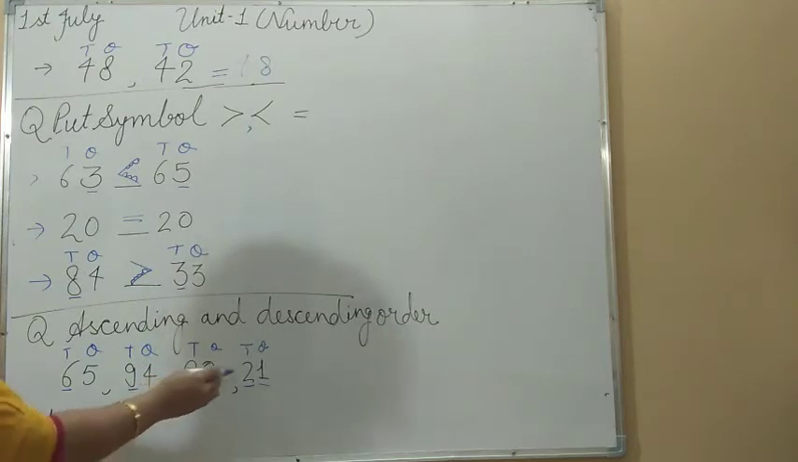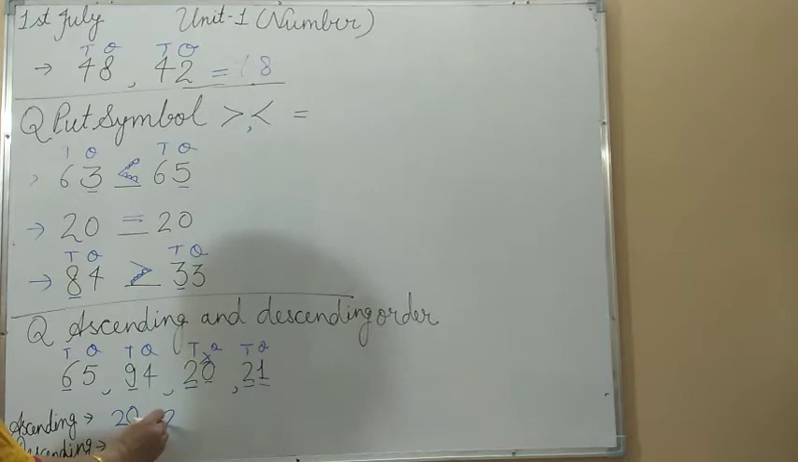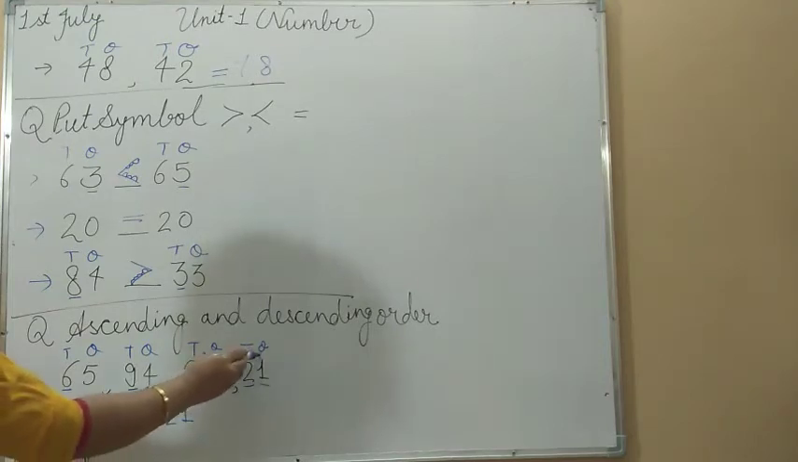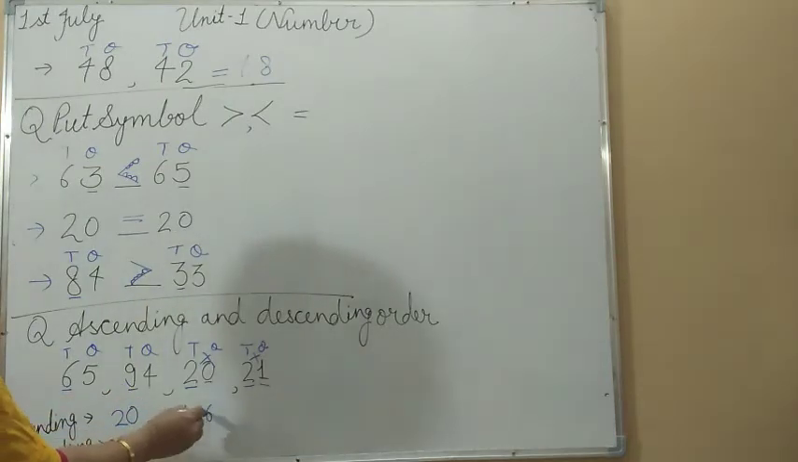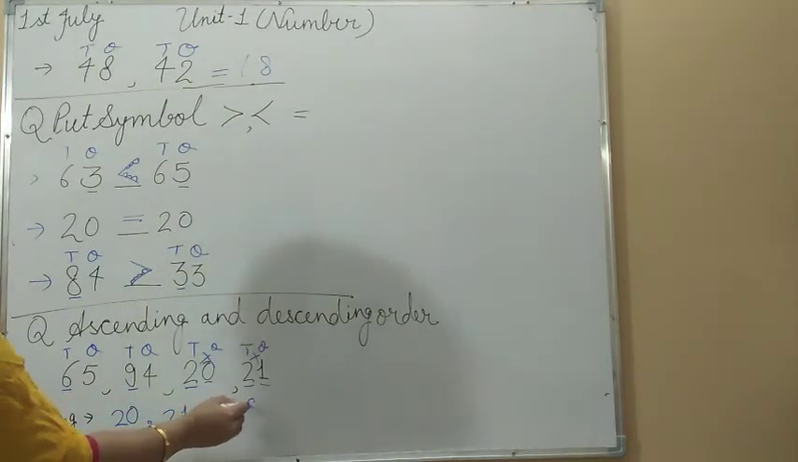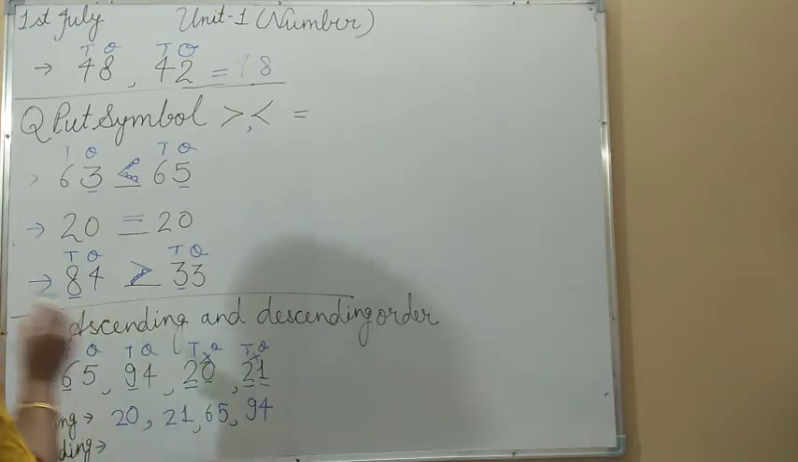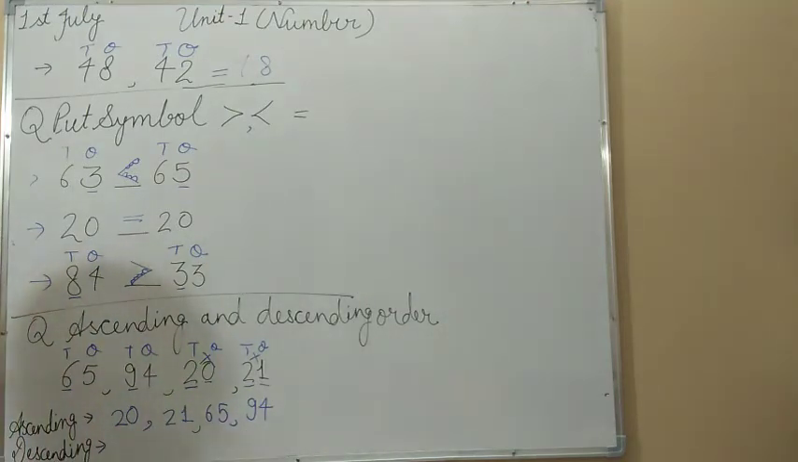20, after it, 21. These both are done. Now compare between 65 and 94. Which is smaller? 6 comparatively to 9. So we will write here 65, and next is 94. In this way you have to arrange the numbers in ascending order.